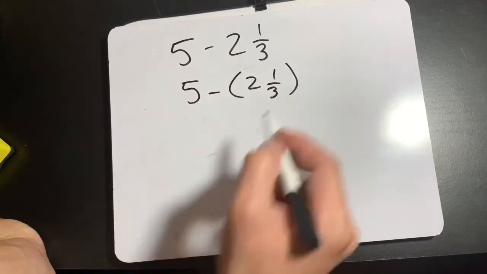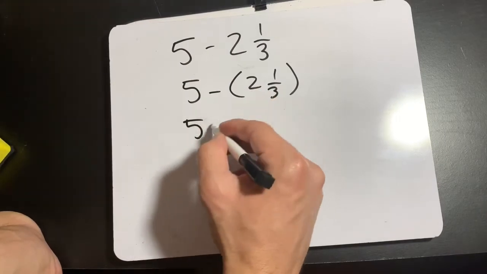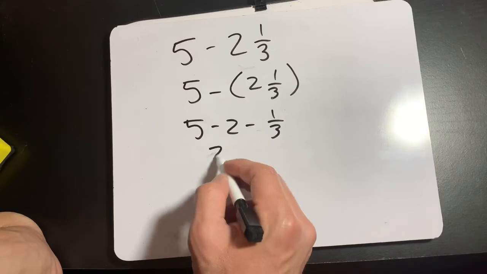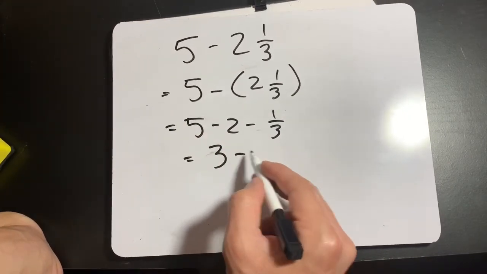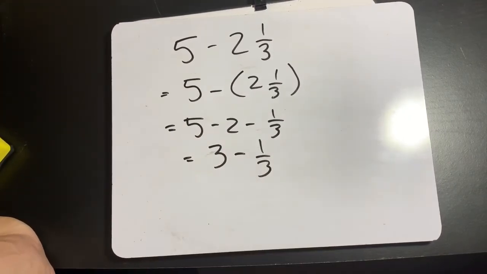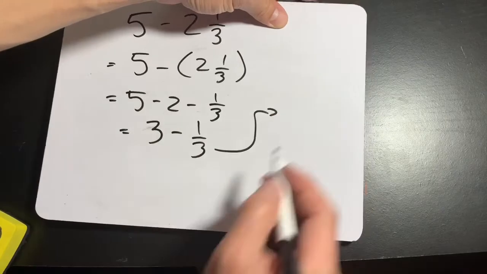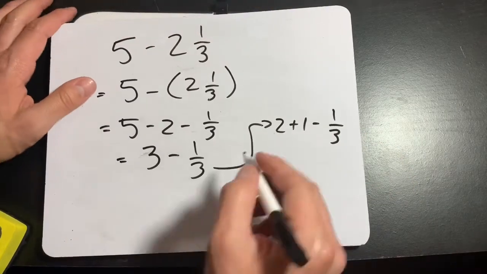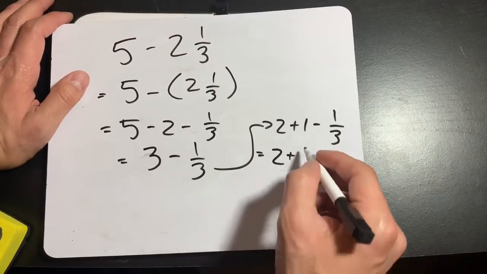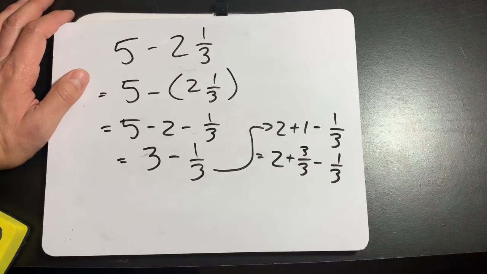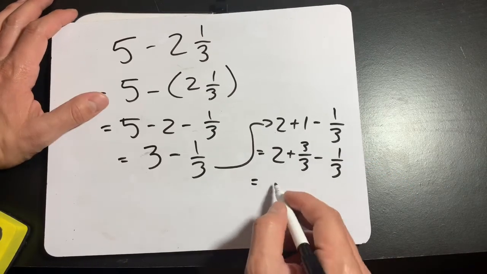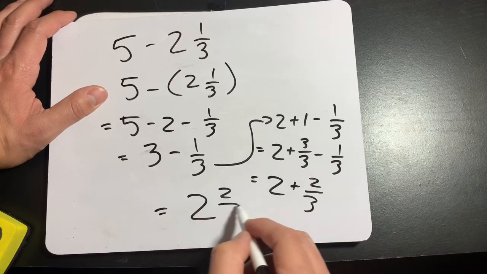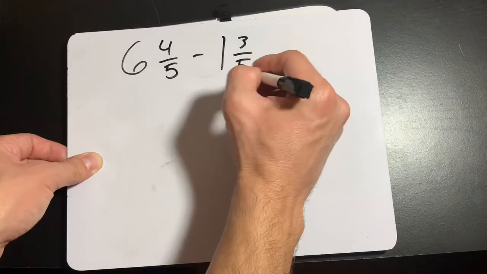On this one, the negative gets applied to the 2 and the 1/3. So now I have 5 minus 2 minus 1/3. Okay, so 5 minus 2 is 3. 3 minus 1/3. How are we going to do that? So we're going to break 3 into 2 plus 1 minus 1/3. And we take the denominator, which is 3/3. That's our whole fraction now. 2 plus 3/3 minus 1/3. And 3 minus 1 is 2, and we keep our denominator, so our answer is 2 2/3.